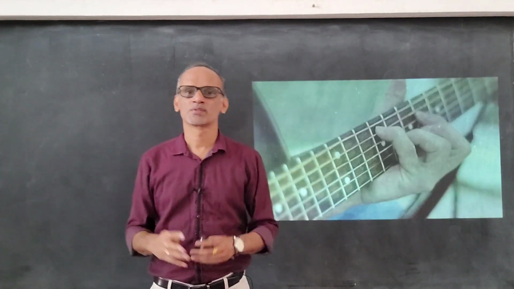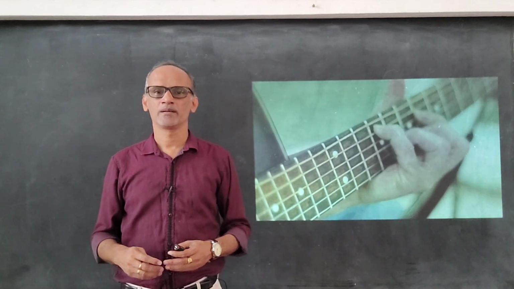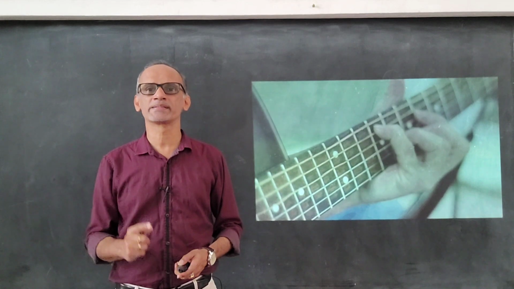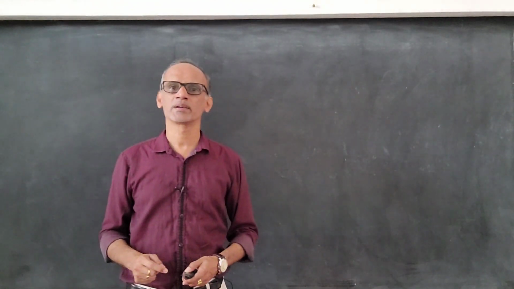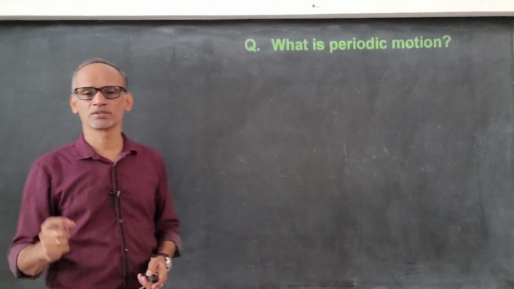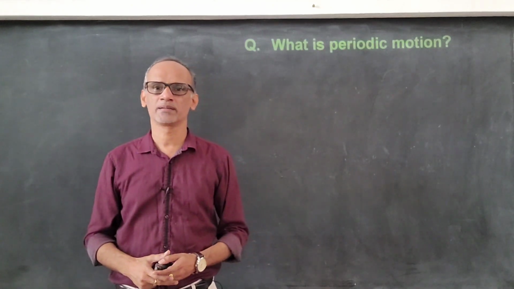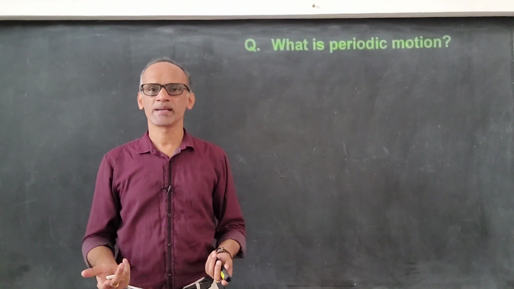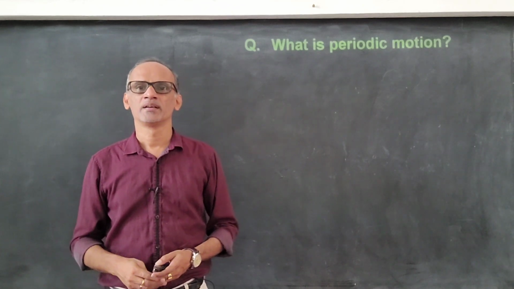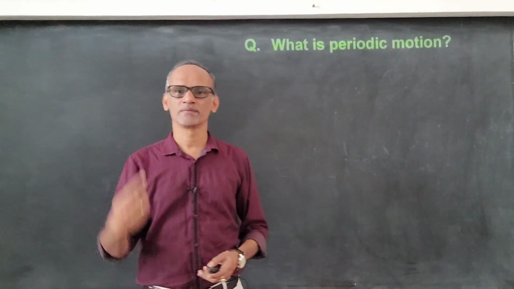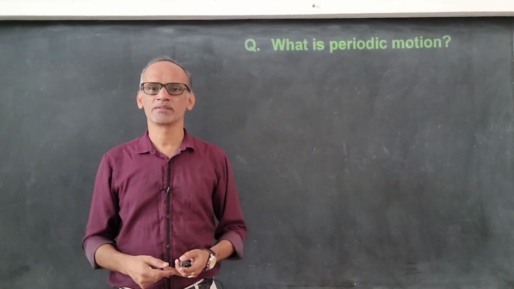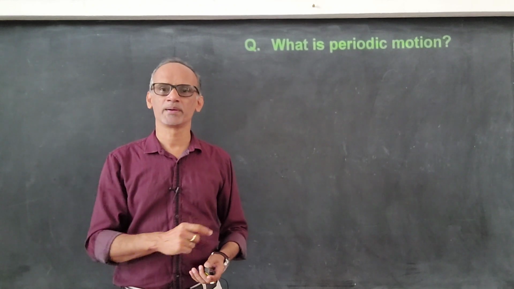Therefore, what exactly is a periodic motion? Any motion which repeats itself is called periodic motion. Okay, what is a periodic motion? Any motion which repeats itself is called periodic motion. Examples I have already given just now: revolution of the earth around the sun, revolution of the moon around the earth, vibrating strings in a musical instrument, and an oscillating simple pendulum.